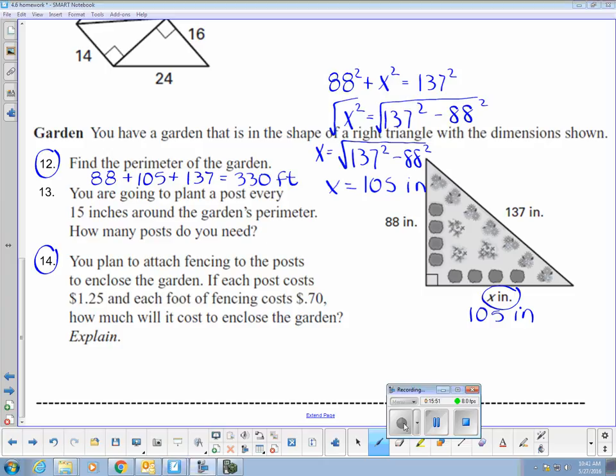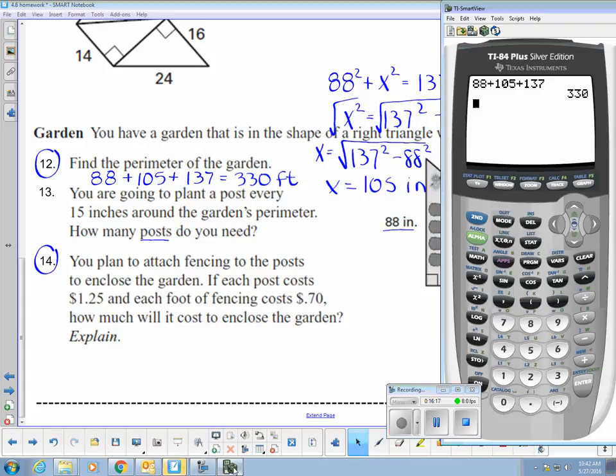So in order to answer number 14, we need to figure out the answer to number 13, and I need to find out how many posts I'm going to need to attach my fencing to. So the fencing is going around the whole entire park, and the posts are every 15 inches. So let's start with the side that's 88 inches long, and let's see how many posts we need for that side. So we have 88 inches total, and I'm placing them every 15 inches, so I'm going to divide by 15.